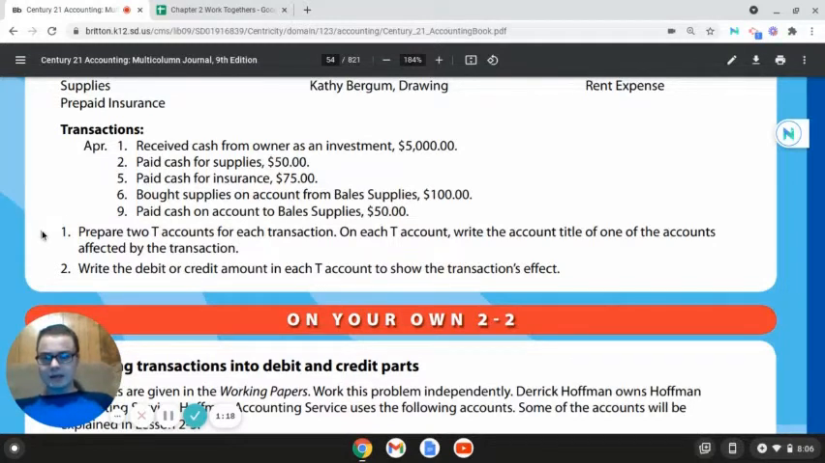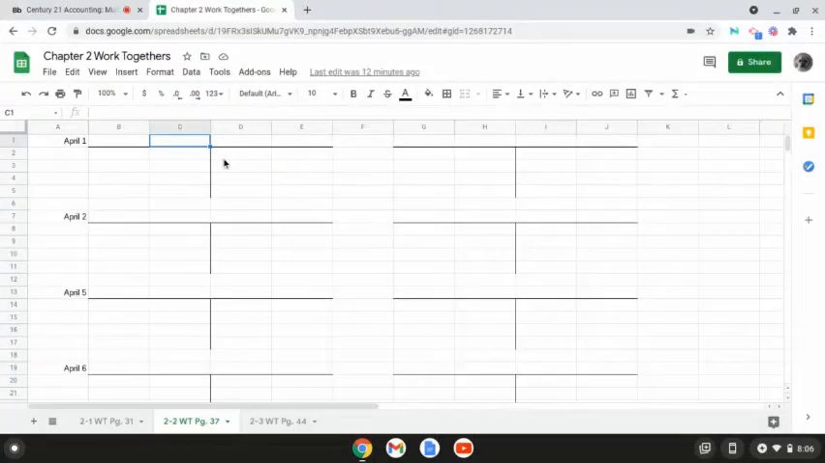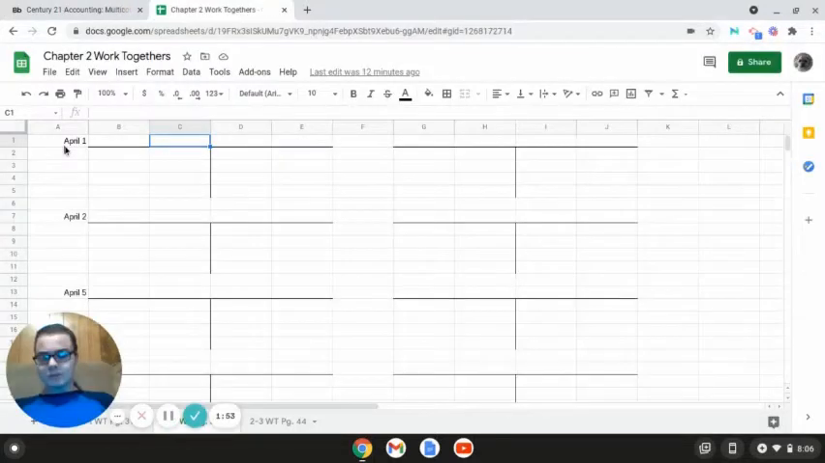And in addition to that, the instructions also say for number 1 to prepare 2 T accounts for each transaction. On each T account, write the account title of one of the accounts affected by the transaction. And for number 2, it says to write the debit or credit amount in each T account to show the transaction's effect. All right. So I have already created and copied and pasted the T accounts in Google Sheets, so that way you don't have to see me creating them and copying and pasting them over and over again. I have also typed in the date, so that way we know which transaction is which.